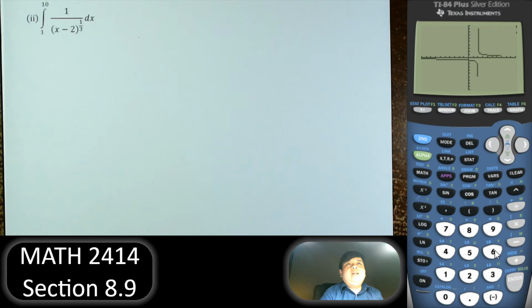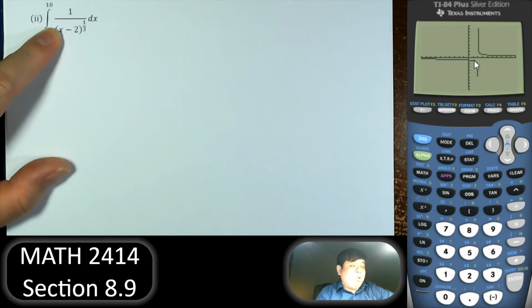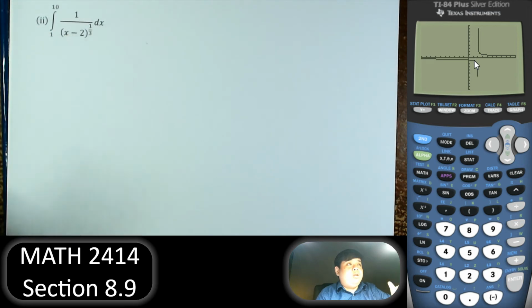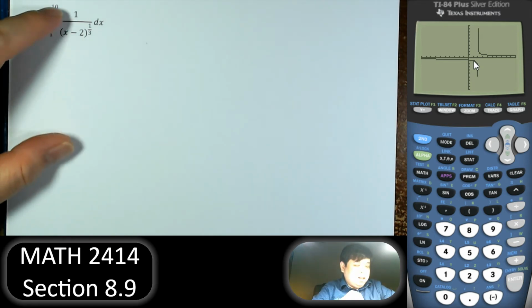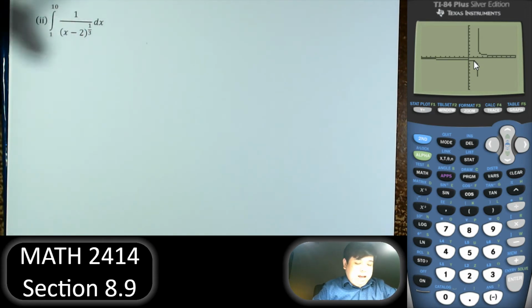Right. So there's a problem at 2, because when x equals 2, 2 minus 2 is 0, and dividing by 0 is undefined. Because of that, there's a problem at 2. So if there's a problem at 2, we have to split. In this case, we split at 2.